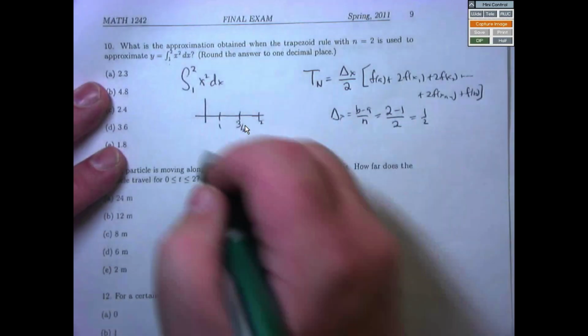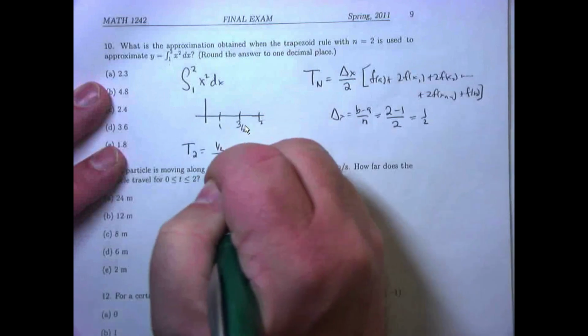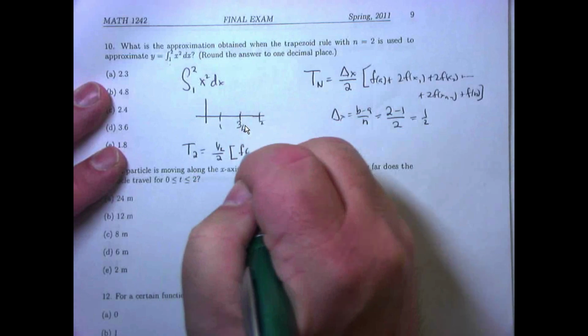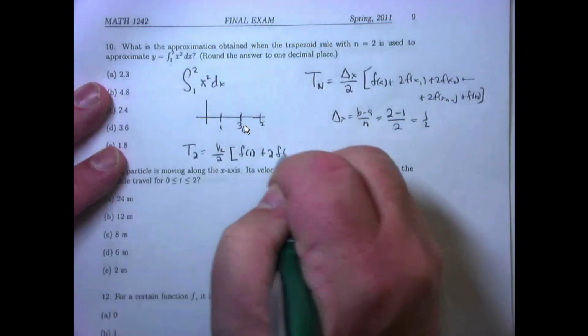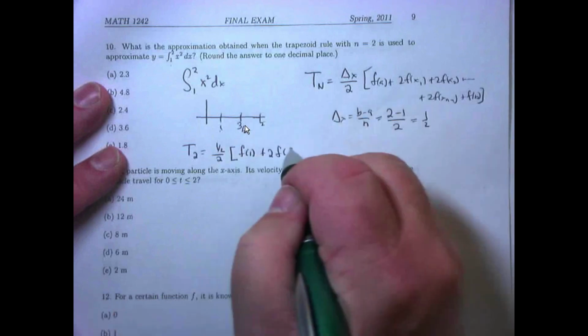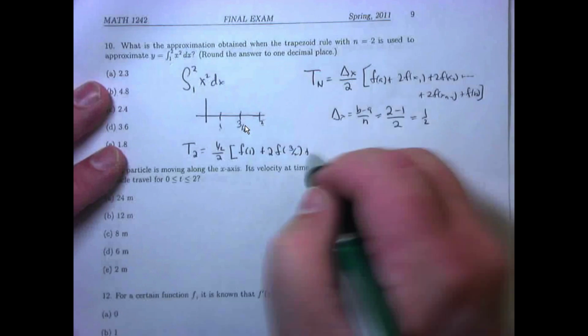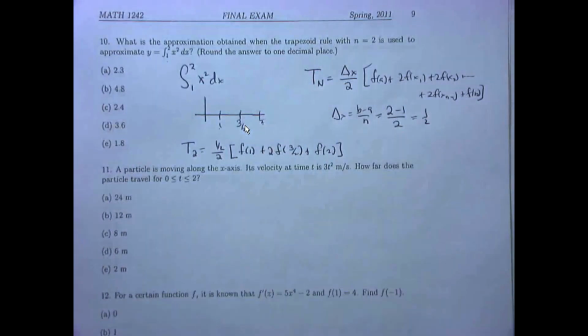Now, plugging it into my formula. The trapezoidal rule for 2 is equal to 1/2 divided by 2 times f of a. That would be f of your first point, 1, plus 2 times f of your internal point, which is 3/2, plus the end point is 2, so that'll be f of 2. This is what the formula looks like, showing my work, mind you, to do this particular problem for trapezoidal rule.